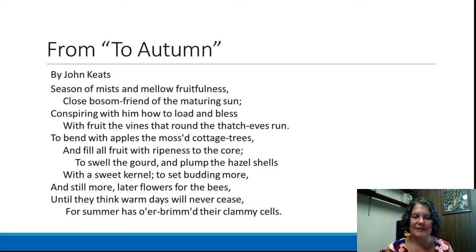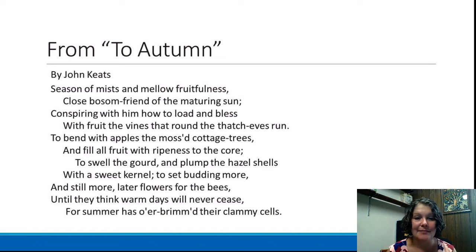So to talk a little bit about how this works in practice, identifying this, I'm going to go over a larger selection from To Autumn by John Keats. As I read this aloud, I want you, as you follow along, to try to keep an eye out for the kinds of rhyme that you notice in this poem. I'll tell you right now that it's mostly going to be end rhyme, but there might be some internal rhyme happening as well. All right, from To Autumn by John Keats.